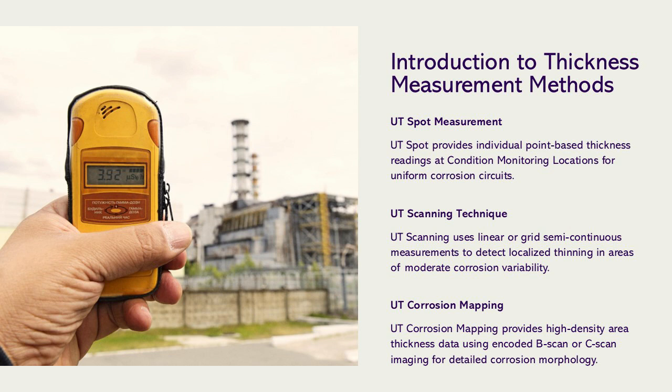Finally, UT corrosion mapping, referenced in API 579-1 Part 4 and ASME V Article 5, provides high-density area-based thickness data using encoded B-scan or C-scan imaging. This method is indispensable when detailed corrosion morphology must be captured for high-risk circuits or when preparing a fitness for service Level 2 or Level 3 analysis. The three modalities form an inspection hierarchy that aligns coverage, risk, and morphology to ensure suitable inspection effectiveness as defined in API 581. Why, when, and where UT spot is used, and how UT spot is performed.